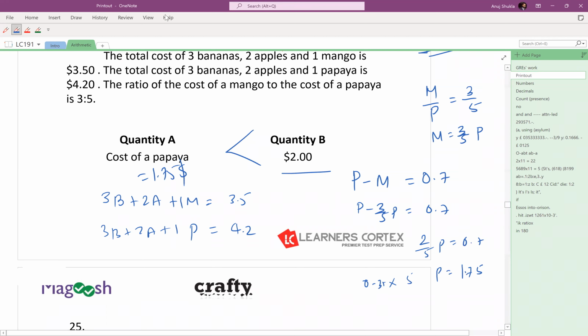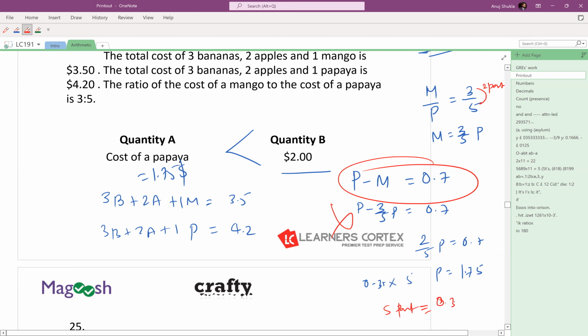Okay. You can avoid these calculations. How? You can say mango and papaya difference. If mango is 3 parts cost, so papaya is 5 parts. What is the difference between these 2 parts? 2 parts is equal to 0.7. So 1 part value is 0.35. Or they're asking papaya cost. Papaya cost is 5 parts. 1 part is 0.35. So 0.35 into 5, that is 1.75.